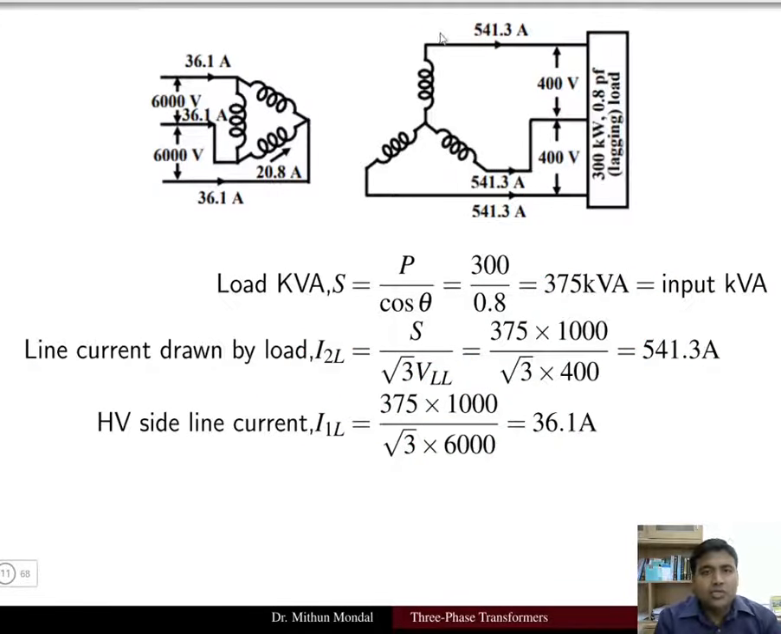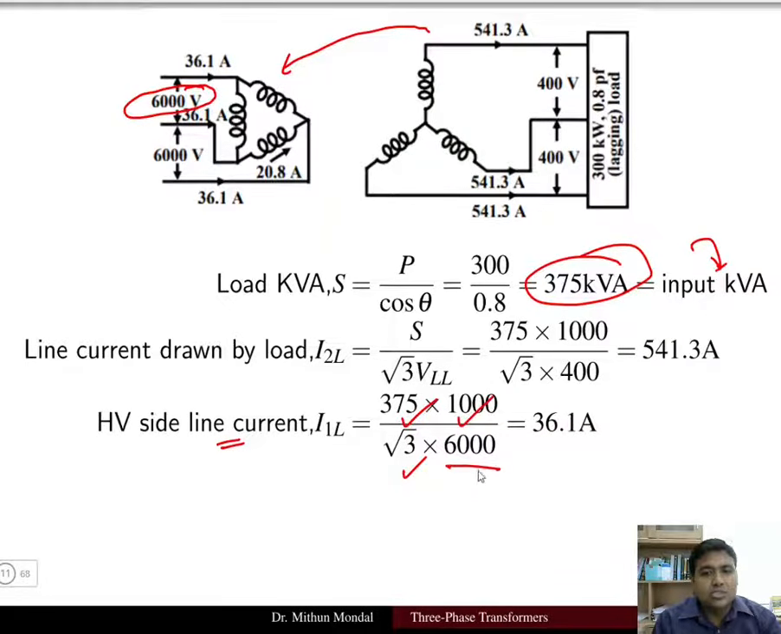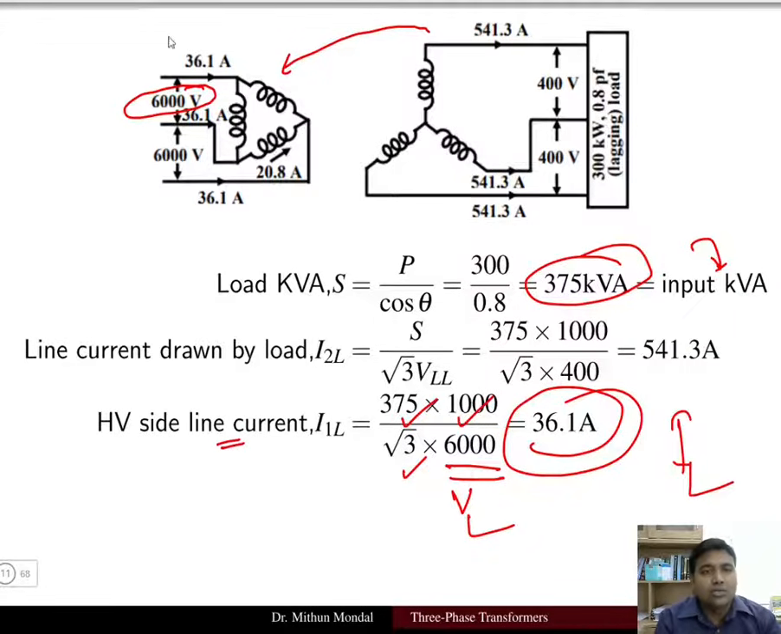Now on the high voltage side, we can calculate using the high voltage values. We have 6000 volt, and the power is 375 kVA, which is the input power. So we substitute the complex power 375 into 1000 divided by root 3 into 6000 volt, which is the input line voltage. The current we obtain, 36.1 ampere, is the line current on the high voltage side.